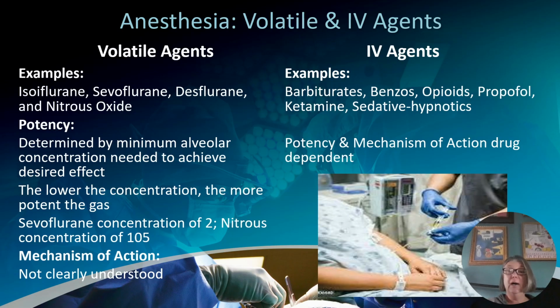So our IV anesthetics, a lot of these you are going to have already talked about in pharm. So they're barbiturates, benzos, opioids, propofol, ketamine, and then you have sedative hypnotics. Okay. Barbiturates, CNS depressants, pretty short onset and duration of action.